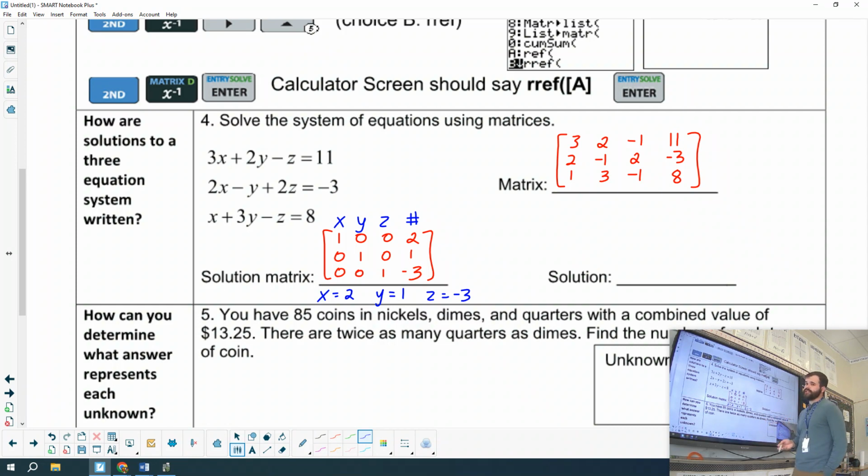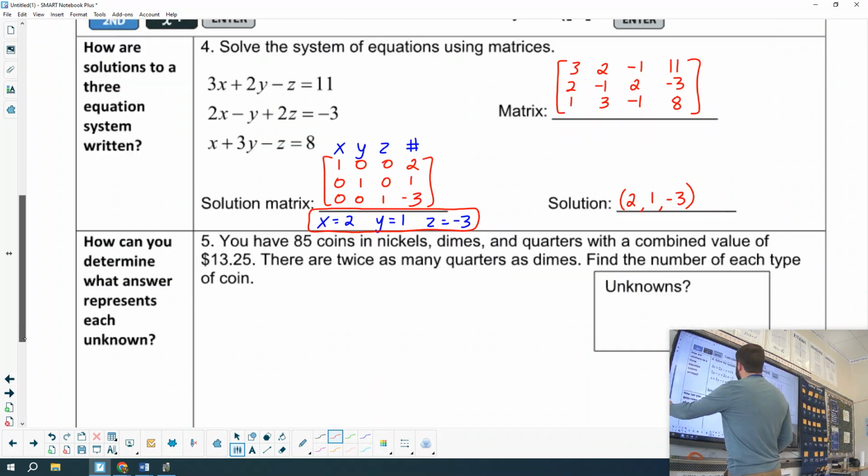To write our solution, this is where we go parentheses, x, comma, y, comma, z. So my solution is going to look like this: 2, comma, 1, comma, negative 3. You could also just write your solution like this. Either one is correct and either one is fine. All right, let's take a look at number 5.